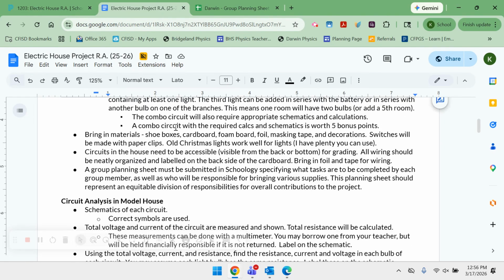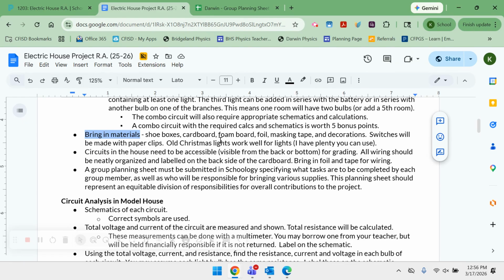You guys are responsible for bringing in your own materials. That's going to be shoe boxes, cardboard or foam board, foil, masking tape, whatever decorations you're going to use. And we'll be using old Christmas lights for the lights that you're going to be putting into your house. I'll provide you with 4 or 5 if you choose to do the bonus, but if you want any more than that, that's going to be on you to bring those in. If you have old Christmas lights, that works best.